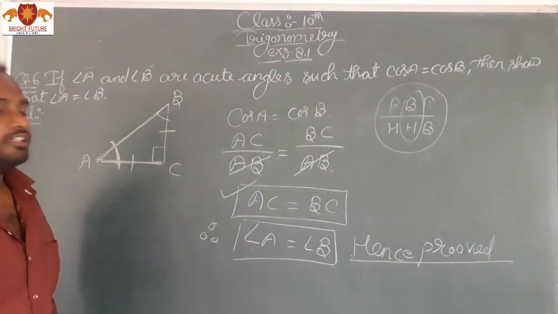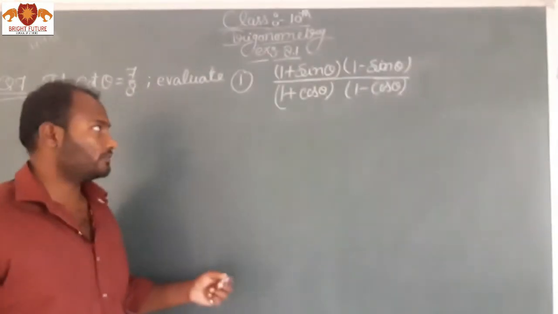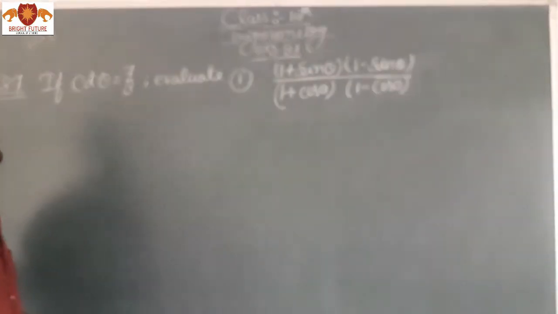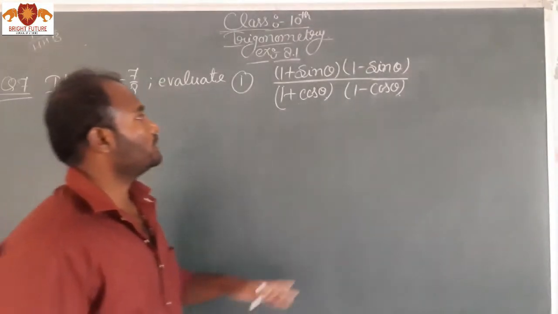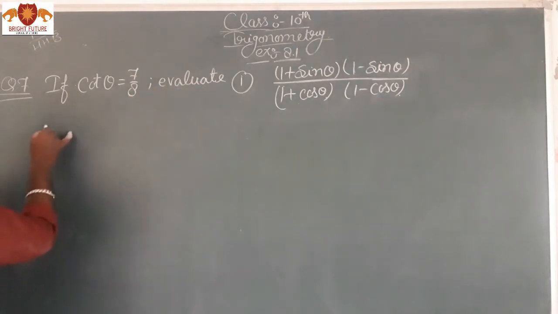I hope the idea is clear here, got it. Now move to the next question. The next question is that you are given cot theta is equal to 7/8, so you have to evaluate the value of this type of equation, got it. चलो अब हम लोगों को जो गिवन है उसके अकॉर्डिंग अगर हम इसकी वैल्यू फाइंड आउट करने की कोशिश करेंगे, सो वी आर गिवन cot theta is 7/8.